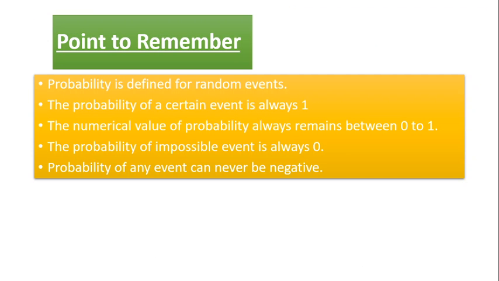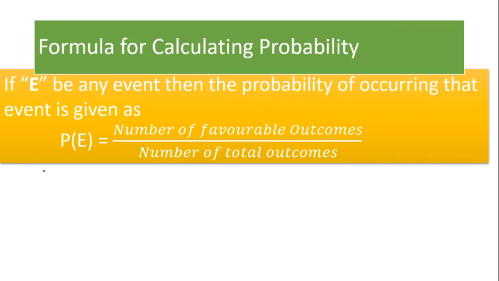Some points to remember before proceeding further: probability is defined for random events. We can only define probability for random events. Some events are certain, meaning we are sure about their outcome. If we are sure about an event, then the probability of that event is 1. The numerical value of probability always lies between 0 and 1. It can never be negative. So these are points we have to know before studying further.